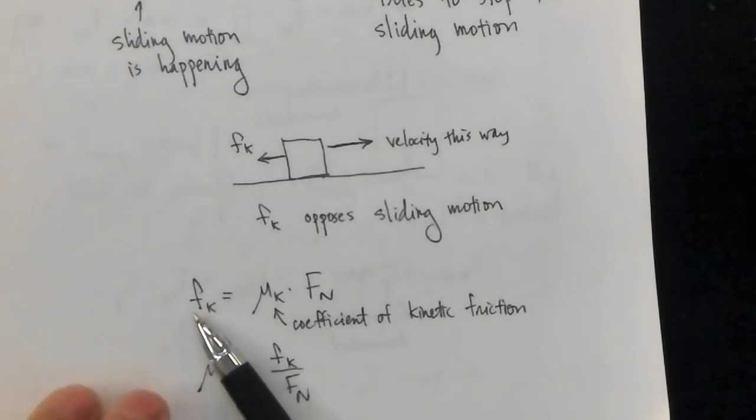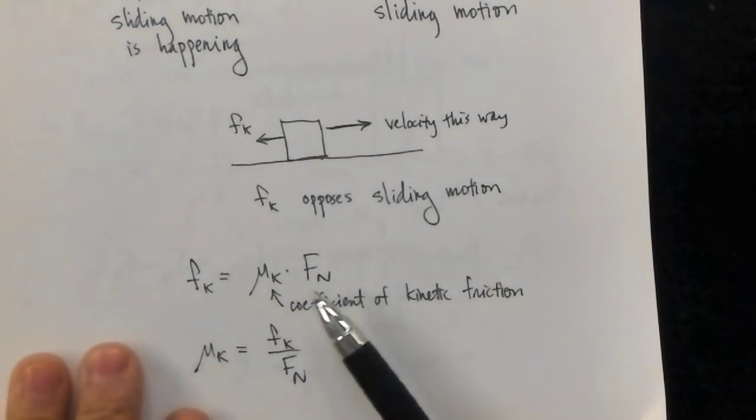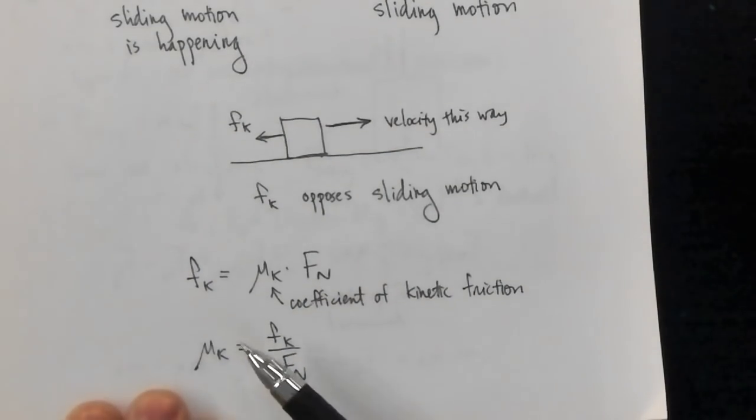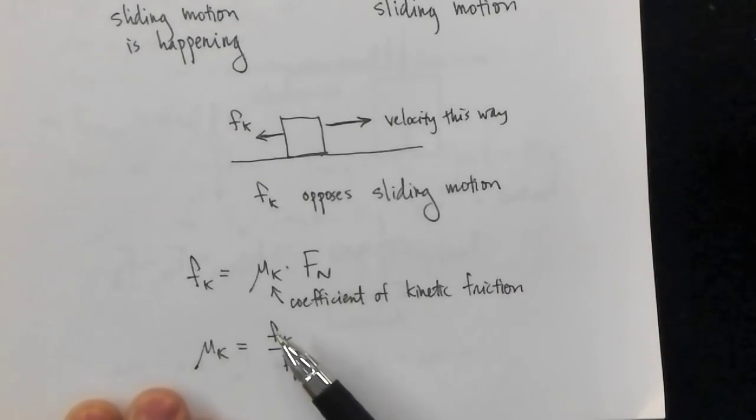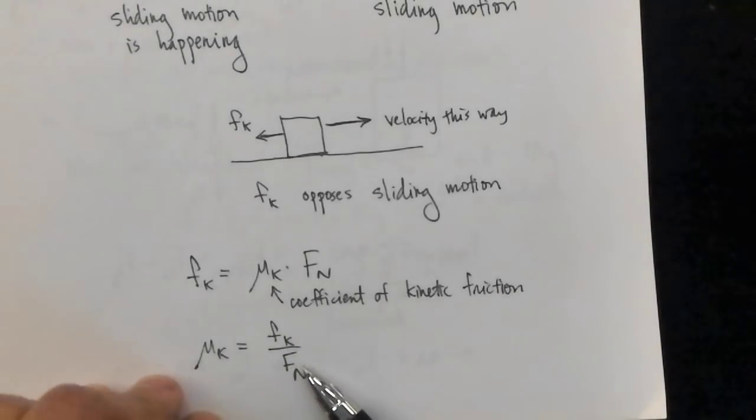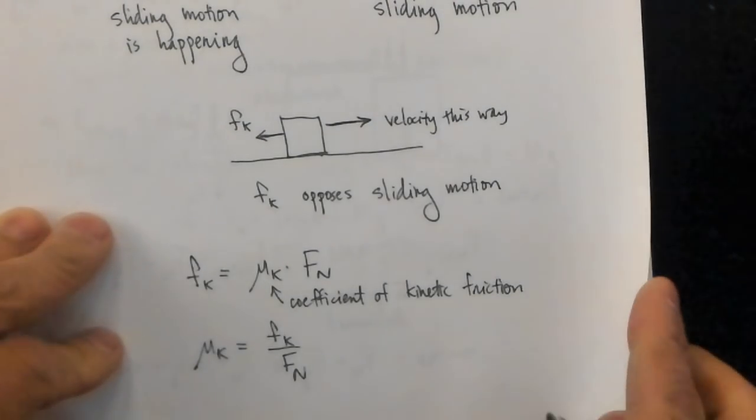So Fk, the force of kinetic friction, is mu k times Fn. It's again proportional to the normal force, and this is the coefficient of kinetic friction, mu k. So mu k is the kinetic friction force divided by the normal force, Fn. Okay. Any questions about this?